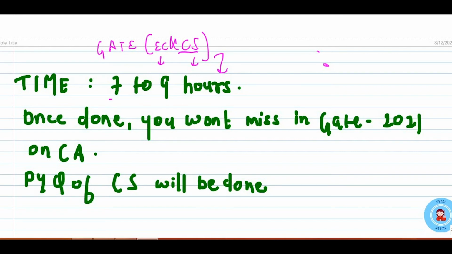The duration will be somewhere around 7 to 9 hours. Once done, you won't miss any question related to computer architecture in GATE 2021. Previous year questions of CS will also be done. That is the basis for EC people: we will do all the computer architecture questions that came in computer science papers in the last 10-20 years, and that will clear all your concepts and doubts. You should only be ready to give your 7 to 9 hours of time.